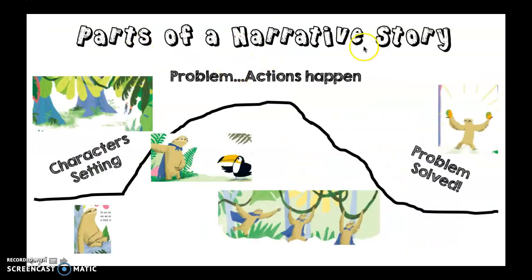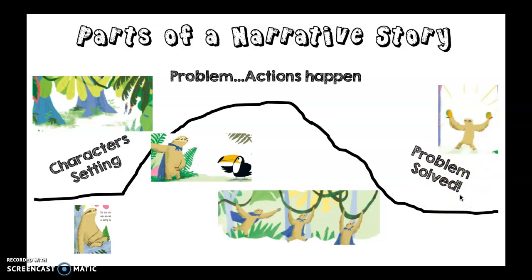So the parts of a narrative, remember, it starts off with your characters and setting. And then as it continues, there's some kind of a problem. Actions happen to solve the problem. And by the end, the problem is solved. So that is how you would also write a narrative story.